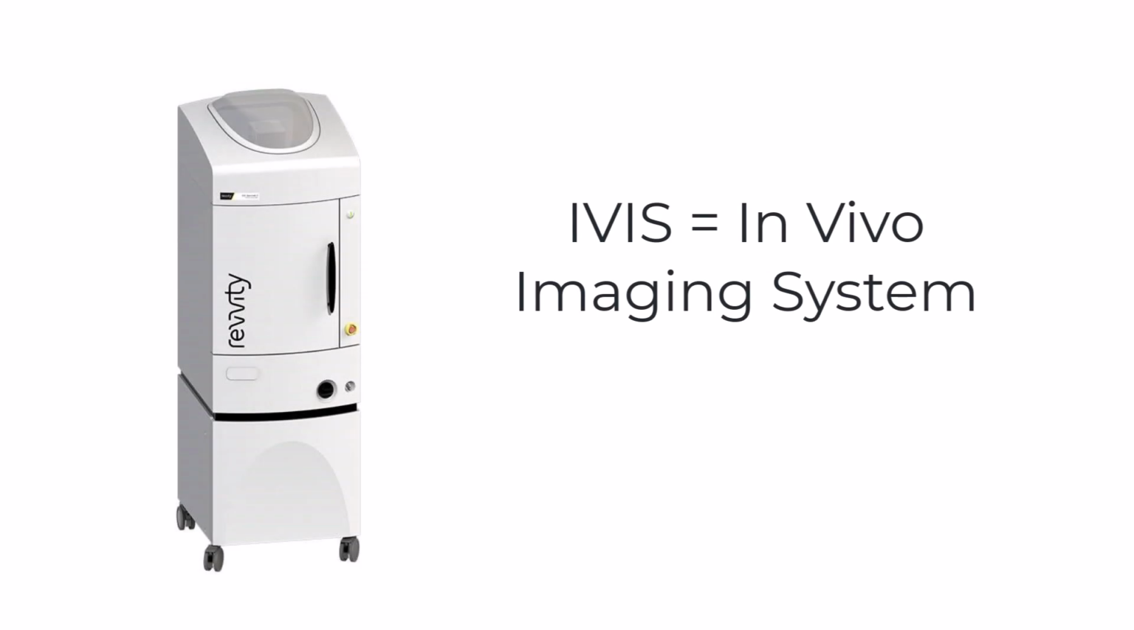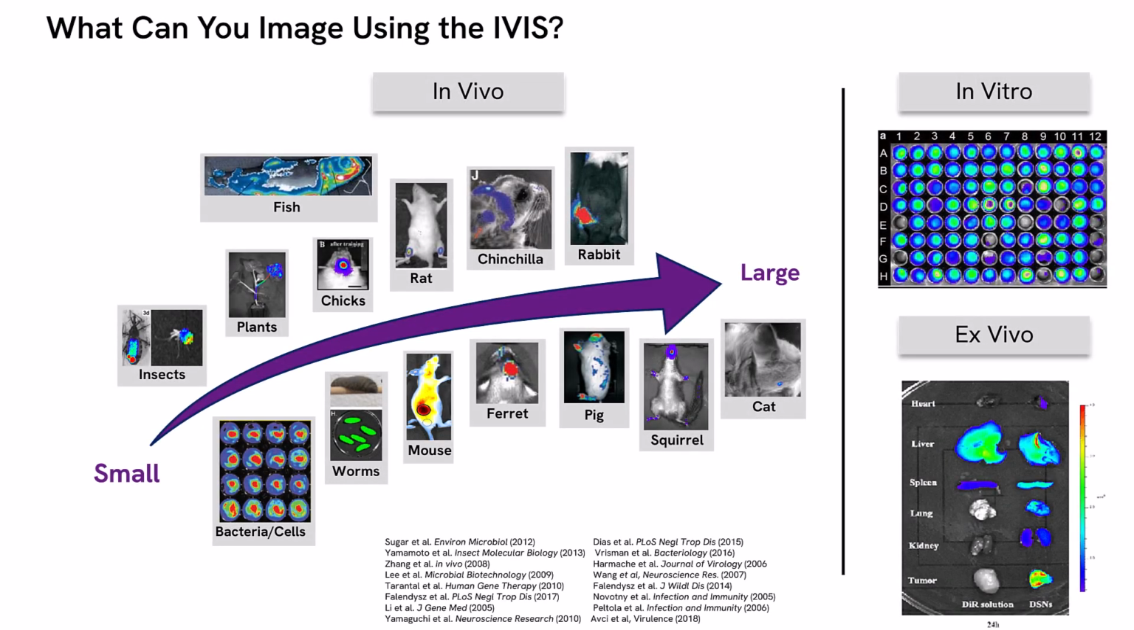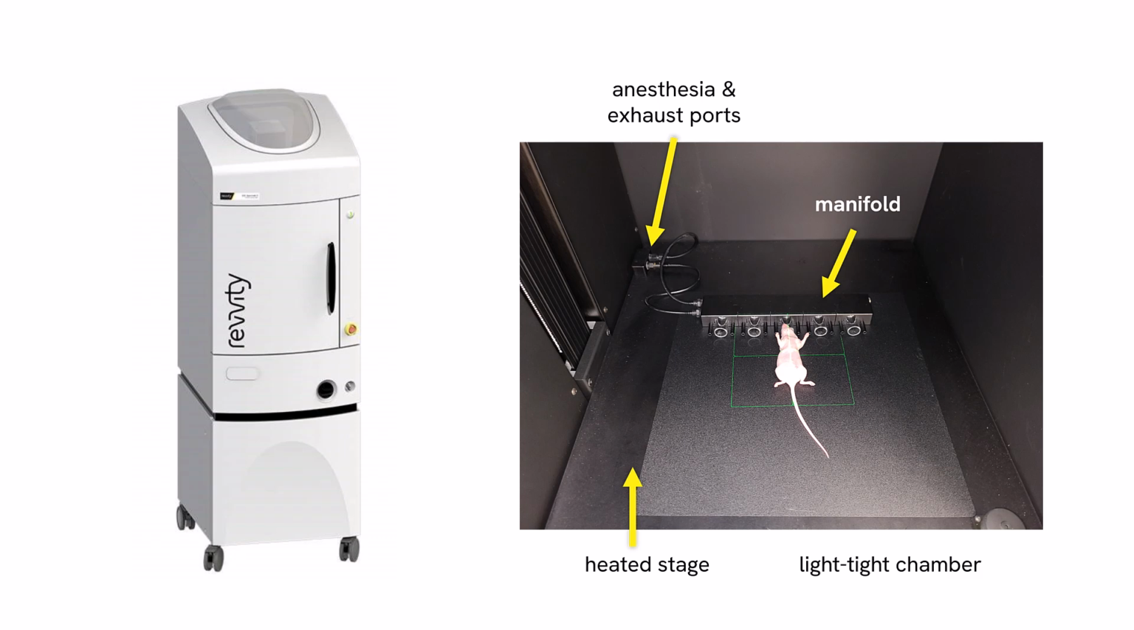To image bioluminescent light, we use IVIS systems, which stand for In Vivo Imaging System. In the IVIS, you can image live animals, cells, well plates, and resected organs. The IVIS is a light-tight chamber with a sensitive camera to collect light, ports for routing gas anesthesia into the chamber, and a heated stage to help anesthetized animals maintain proper body temperature.